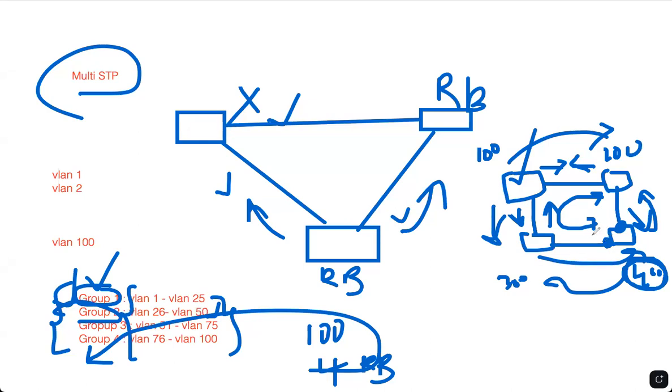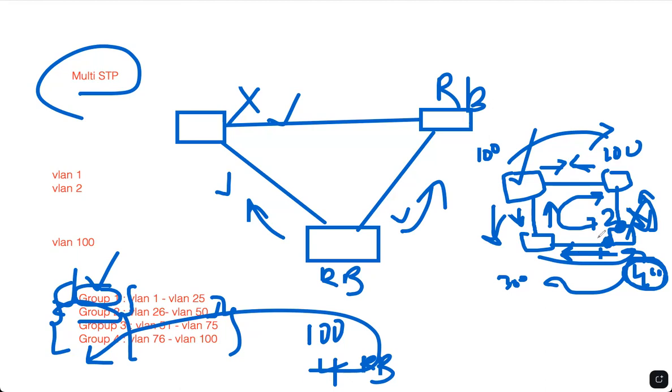So now I can do it with 2 conditions. One is the port number. Let's say this port number is 1 and this port number is 2. The lowest port will always be in the forwarding state and the highest port will be blocked. That is the default condition. If this is port number 1 and this is port number 2, port number 1 will always be in the forwarding state. That is condition 1.